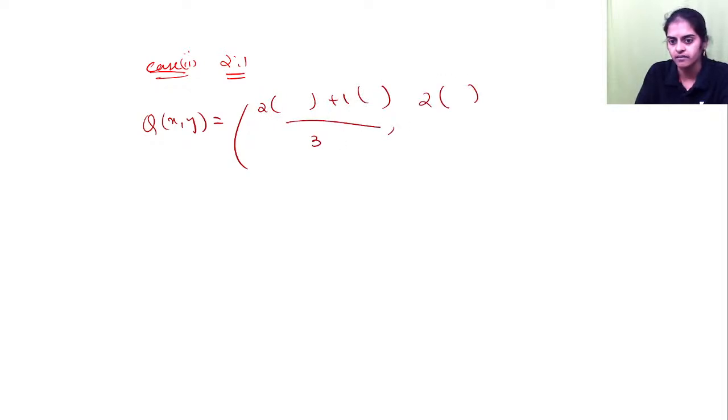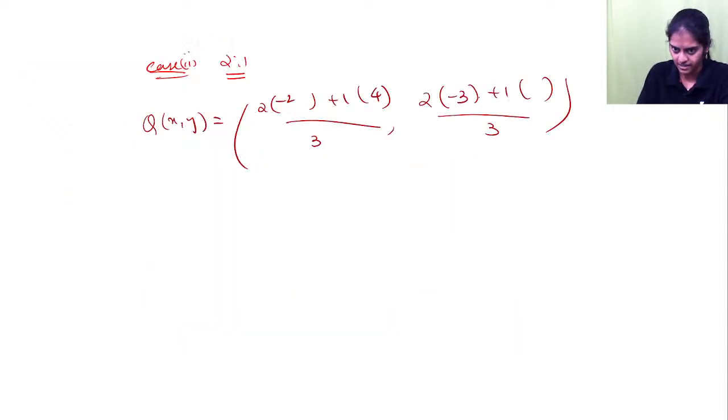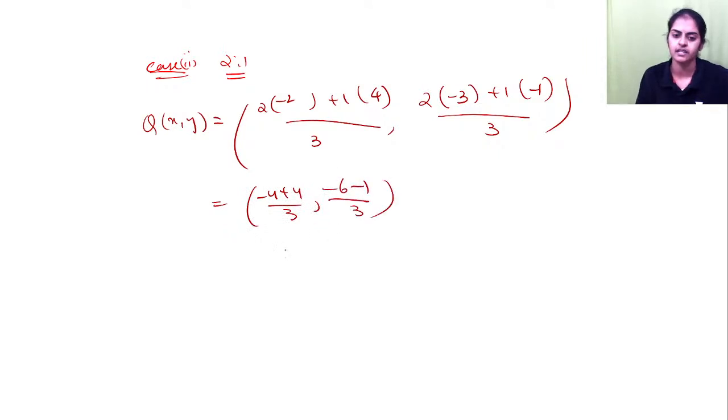Now case 2, you will take the ratio as 2 is to 1. So the formula would be Q(x, y), the second point of division. You will get (m1 x2 plus m2 x1) by (m1 plus m2), (m1 y2 plus m2 y1) by (m1 plus m2). x2 is minus 2, x1 is 4, and y2 is minus 3, y1 is minus 1. So you get (minus 4 plus 4) by 3 and (minus 6 minus 1) by 3. So this is 0 comma minus 7 by 3.